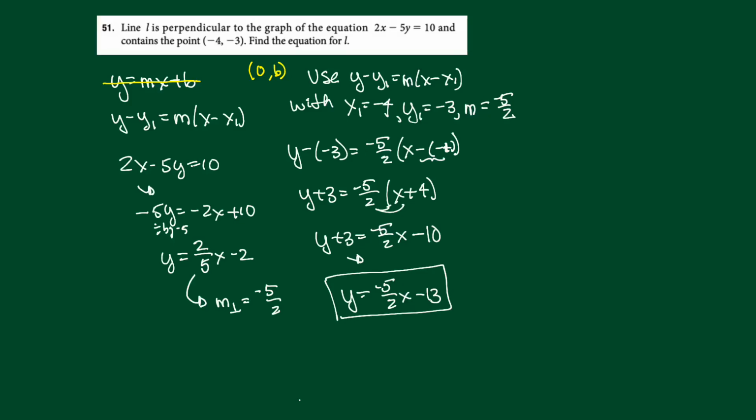So if we were to graph this equation here, graph that line, and graph that line, we would see that they were perpendicular. And that is perpendicular to each other.